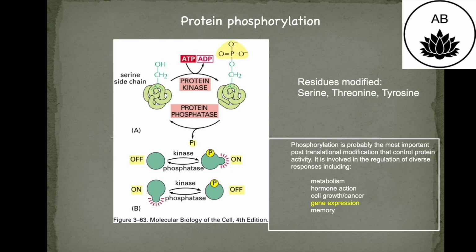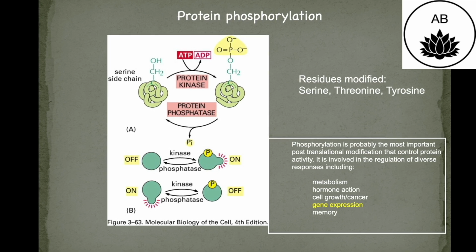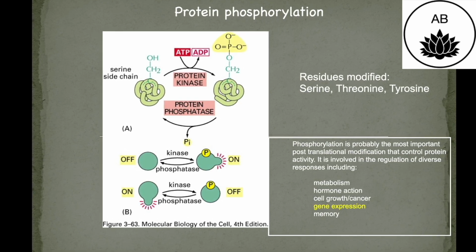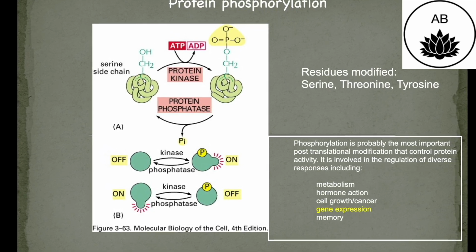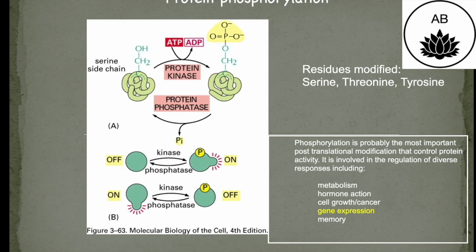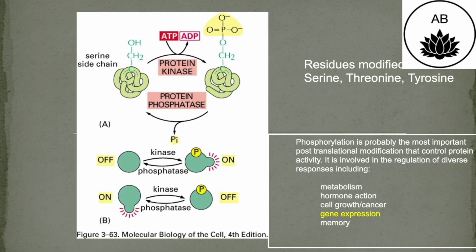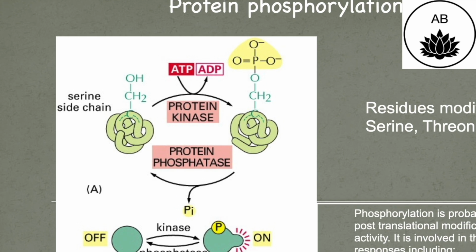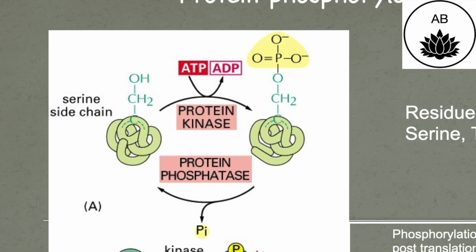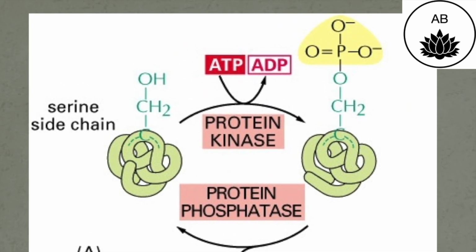Protein phosphorylation is one of the most important modifications that lead to a diverse array of biological responses, such as metabolism, hormone action, cell growth, and therefore cancer, gene expression, memory, etc. As mentioned earlier, the residues that primarily get modified are serine, threonine, and tyrosine because of the hydroxyl group they have. Enzymes that carry out phosphorylation of proteins are known as protein kinases, and the enzymes that carry out the reaction in the reverse direction, that is, enzymes that dephosphorylate proteins, are known as phosphatases.